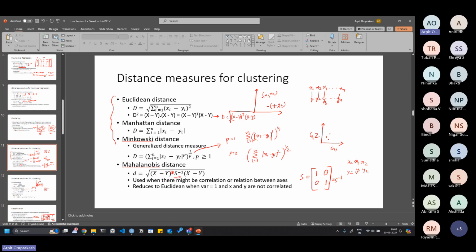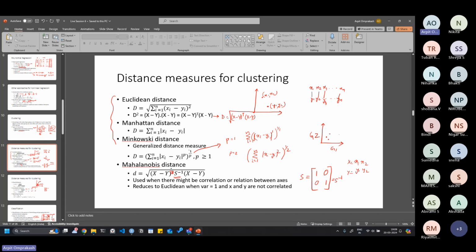Minkowski distance is a generalized distance measure. Basically, Minkowski distance is given as d is equal to summation of absolute value of xi minus yi raised to power p, whole to power 1 by p, where p is an integer greater than or equal to 1. So if p is 1, we get Manhattan distance. If p is 2, we get Euclidean distance. Right. So this is a generalized distance measure that can be used to generate distances of different kinds.